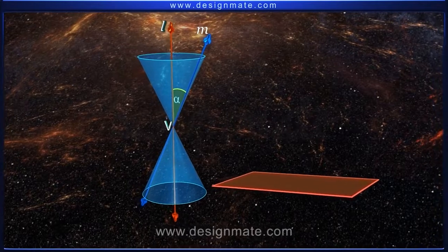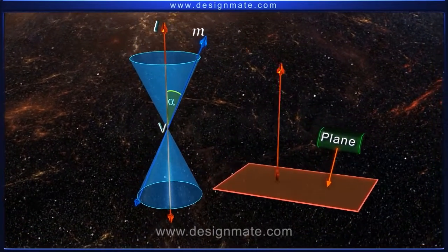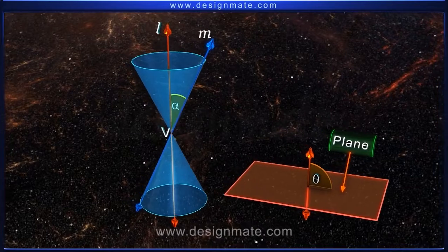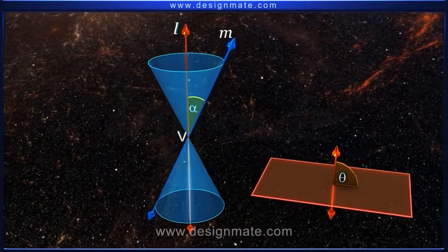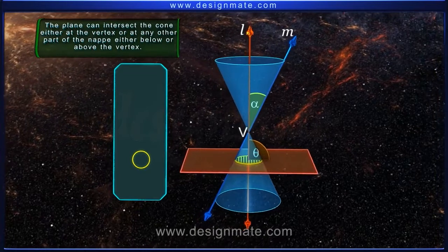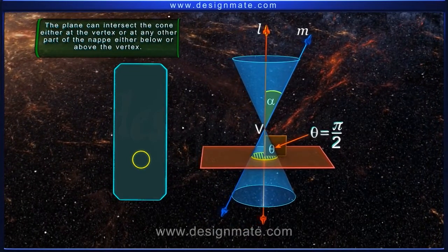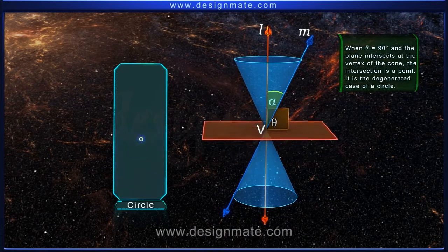Let us observe the shapes which we get when the plane intersects the double-napped cone. Let the plane be inclined to the axis of the cone at an angle theta. When the plane cuts the cone at right angles to its axis, that is, theta is equal to pi over 2, a circle is formed.